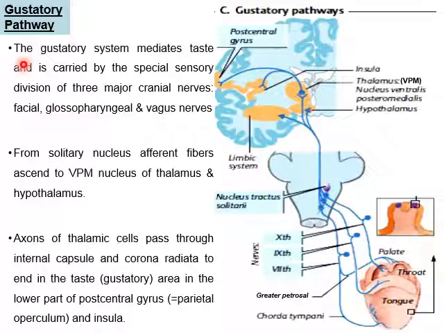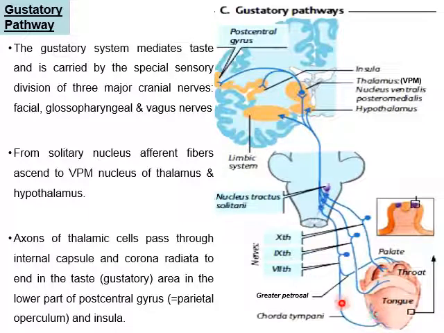Now let's learn about the taste or gustatory pathway. The gustatory system mediates the taste, and it's carried by the special sensory division of three major cranial nerves. The three major cranial nerves are the facial, the glossopharyngeal, and the vagus nerves. They carry the taste from the tongue.